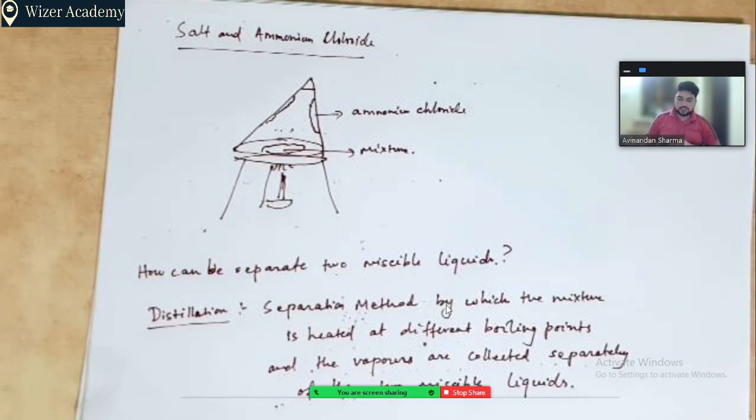So in the next class we will be discussing how we can obtain pure copper sulfate from impure copper sulfate. Okay, till then please stay tuned for the next class.